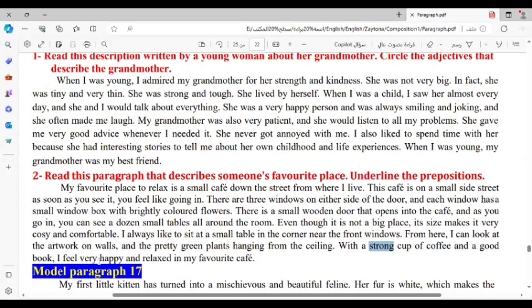And a good book, I feel very happy and relaxed in my favorite cafe. Okay, do you have any questions concerning this paragraph? No, it's clear. Okay, thank you. I think we are running out of time. So after the break, we will move to the expository paragraph, which is the last type.